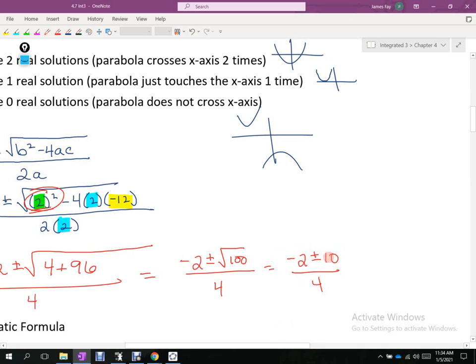Once I get down to this, not all of these will have the radical completely disappear. Sometimes it stays. It just depends on what that 100 number is, what that discriminant is. If it's a perfect square, the radical will disappear. What this is saying is -2 plus 10 divided by 4, and it's also saying -2 minus 10 divided by 4.